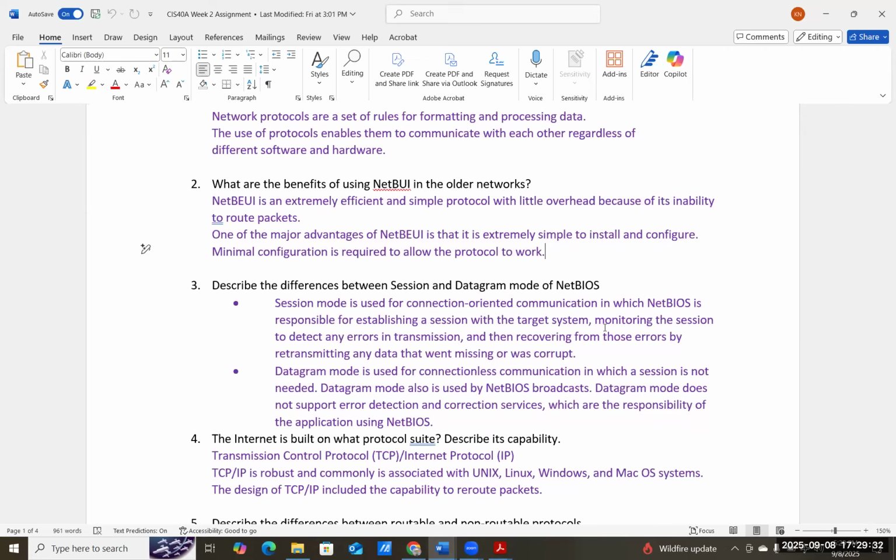Technology-wise, from the legacy protocol, that's what we see. Session mode requires that you have to be connected, and in the case your data is missing or corrupted, it would notify you, and then it would retransmit. Now the datagram mode, this is what you see with UDP. The datagram mode is connectionless. It doesn't care if the connection is established or not.